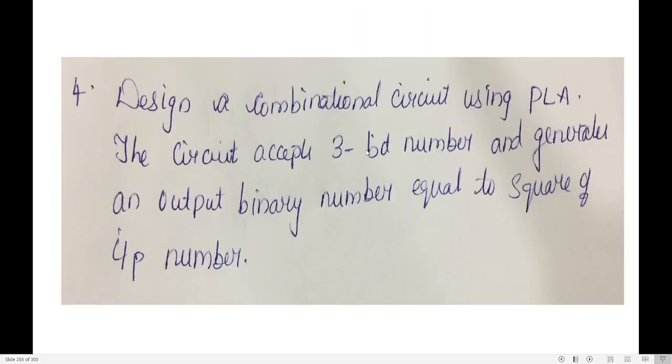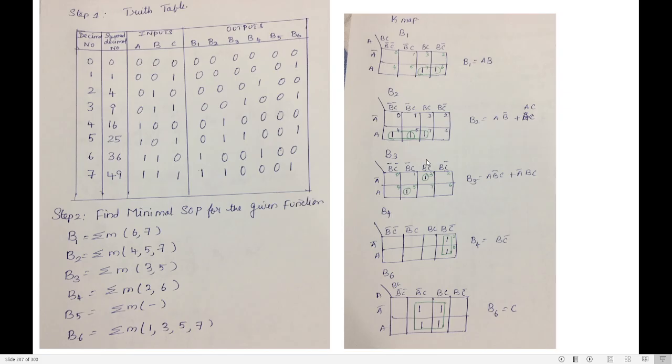The circuit accepts a 3-bit number as the input. So the 3-bit number is the input: A, B and C. So it is 000, 001, 010, from 000 to 111. This is your 3 bits. After 111, it is 1000. 8 is 4 bits. So we go only from 000 to 111. So what is the decimal number of this 000? 0, 1, 2, 3, 4, 5, 6 and 7.